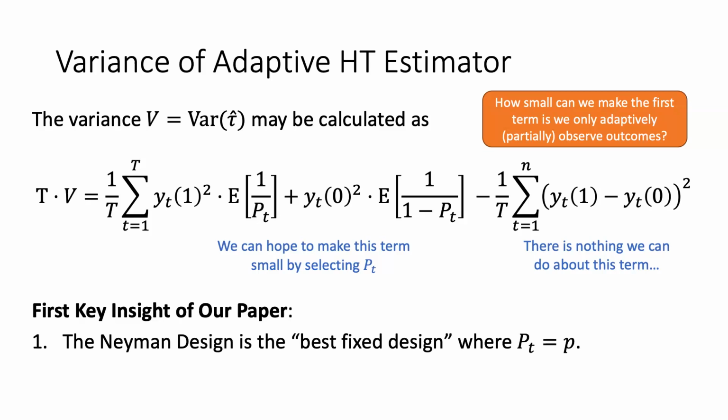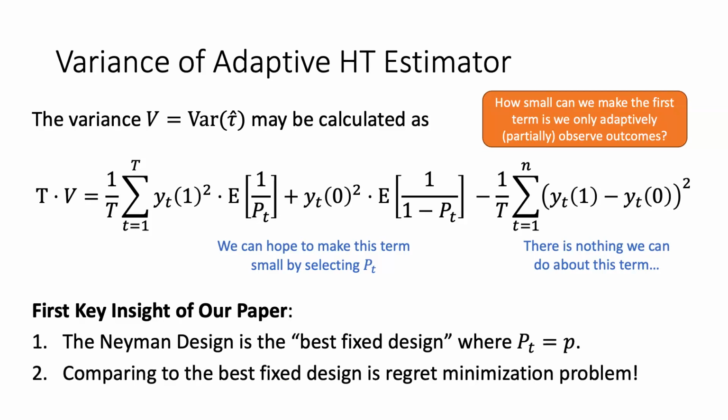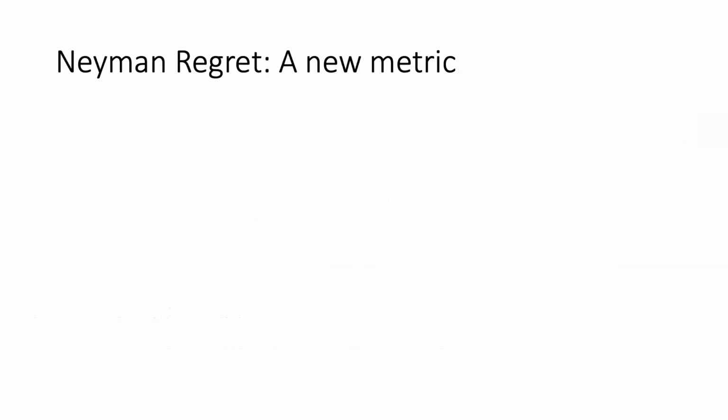And if you just chose that, what would that be? So that's the best Neyman design, the best fixed design. And comparing to the best fixed design is a regret minimization problem. So that's the key insight. Let me go on a little bit more about that. And before I do, remember this term here. This is the term that we can control.